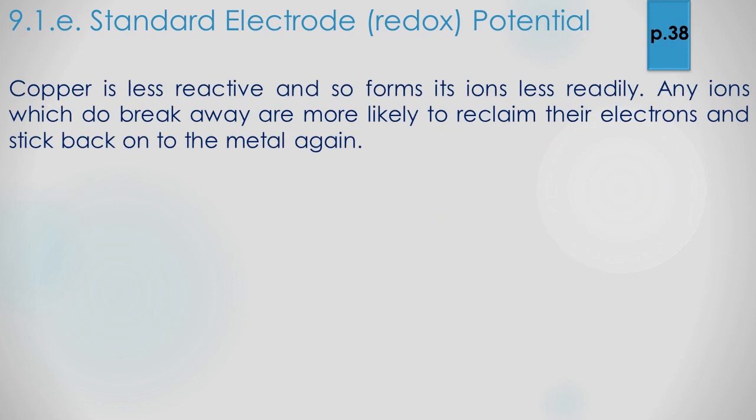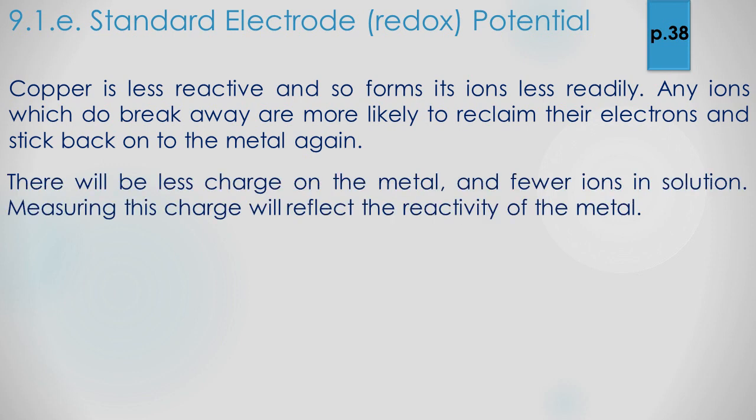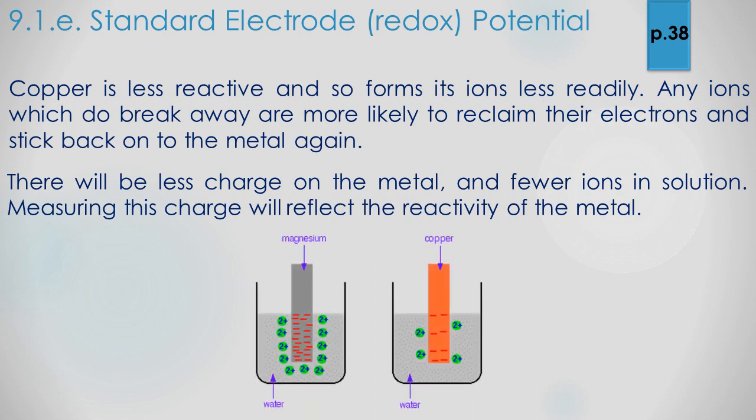Copper, on the other hand, is less reactive and so forms its ions less readily. The ions that do break away very quickly grasp their electrons and reform the metal again. Therefore, there will be less charge on the metal and fewer ions in the solution. Measuring this charge will reflect the reactivity of the metal. If we find a way to measure how many electrons we have on the surface of each metal, then this can reflect how reactive the metal is.